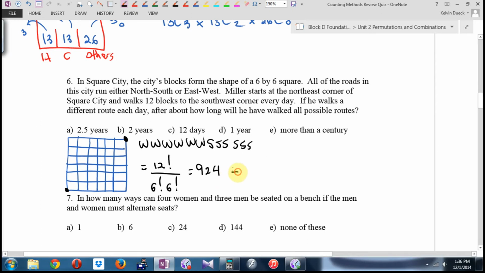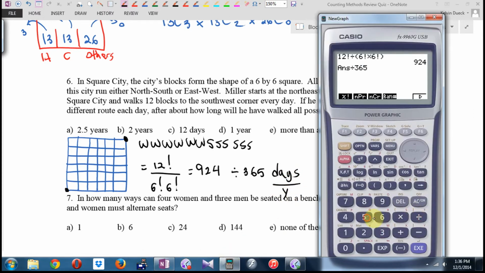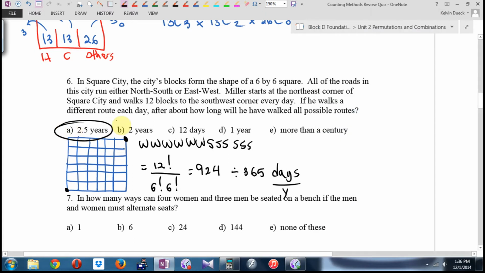Now I'm going to divide by 365 days per year. Oh, you know what? Pretty close to 2.5 years, a little more than 2.5 years. So that gives you an example, Logan, of a kind of twist I can throw at you. I can take a pathway or any other combinatorics problem. And how long? How many? Nice twist.